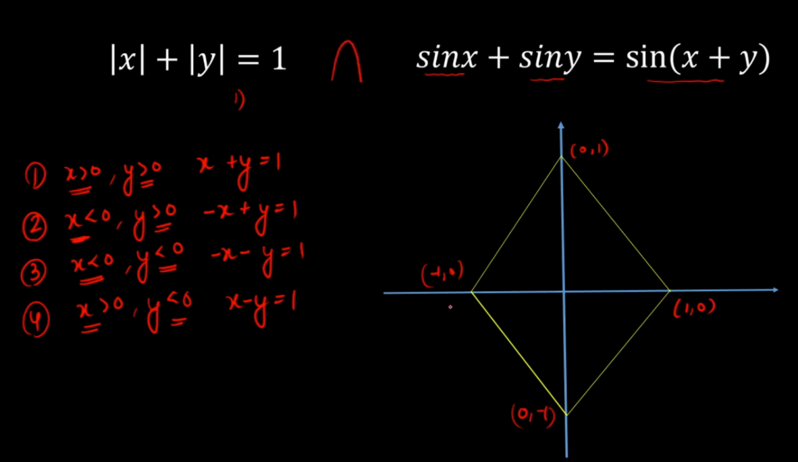Now one more observation is that x belongs to minus 1 to 1 for the solution pair. Similarly, the value of y will be from minus 1 to 1. So if you take the intersection of these two conditions, x is going to lie from minus 1 to 1 and similarly y is going to lie from minus 1 to 1. So our solution must be in this range. Now we'll solve the second equation, that is sin of x plus sin of y is equal to sin of x plus y.